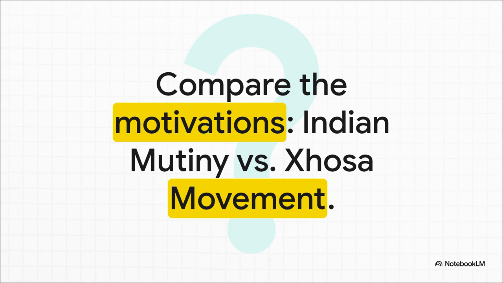The Xhosa cattle-killing movement was completely different. It was a spiritual and prophetic movement. Facing disease and losing their land, the Xhosa people followed a prophecy that said if they destroyed their own wealth, their cattle and crops, their ancestors would rise up and sweep the Europeans into the sea. So one was a fight for political power, the other was a spiritual act of desperation. Understanding that difference is huge.